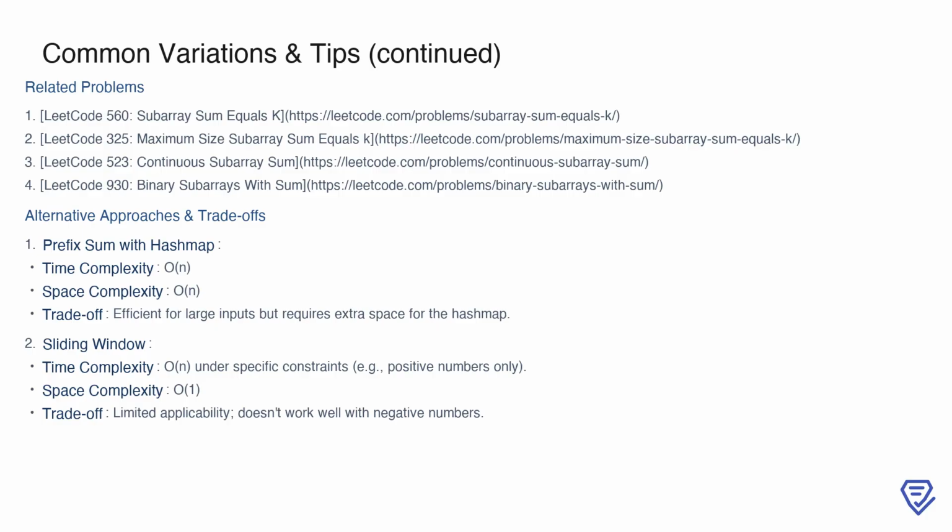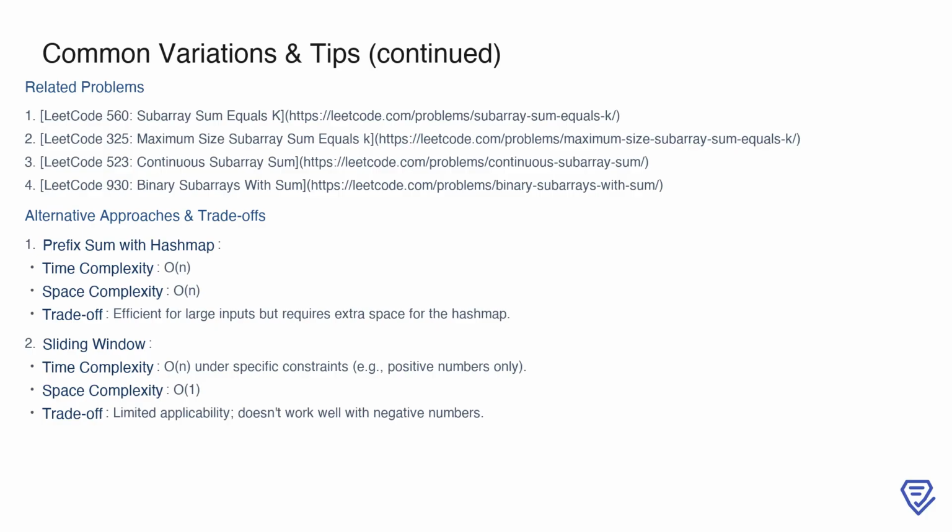Some related problems include LeetCode 560 itself, as well as LeetCode 325, which asks for the maximum size subarray with a given sum, LeetCode 523, which focuses on continuous subarrays with a sum that is a multiple of a given number, and LeetCode 930, which deals with binary subarrays with a specific sum. Exploring these can deepen your understanding of subarray problems and their variations.